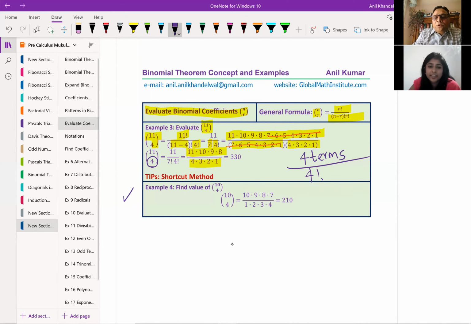Now, example 4, as you said, 10 choose 4, right? I took a very simple number to work with. Since it is 10 choose 4, the numerator should be 10, 9, 8, 7. Multiply them together, correct? 4 terms. And the denominator is 1, 2, 3, 4. You can reverse the order. There's no need to always write 4, 3, 2, 1. If you want, you can write 1, 2, 3, 4. It is the same product.